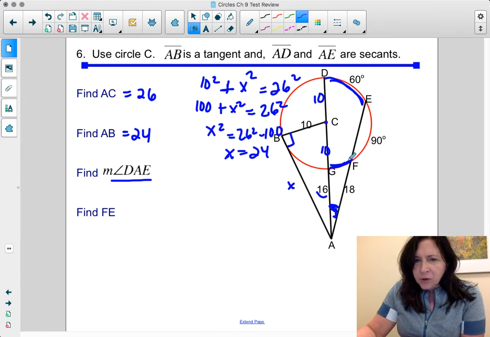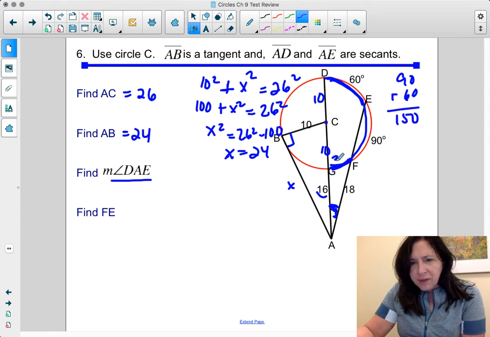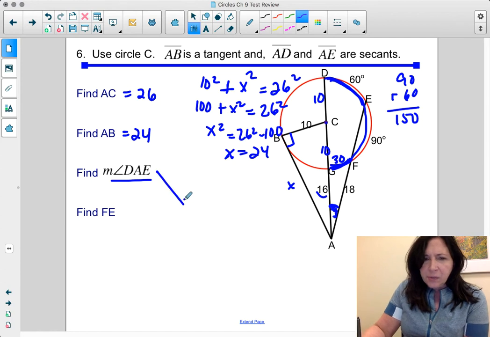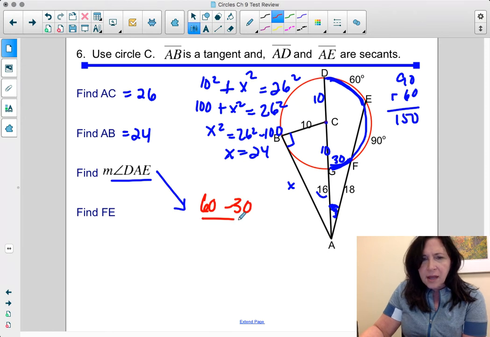But I don't have this arc. But I do know that this is a diameter, and then all the way around here is 180 degrees. So 90 plus 60 is 150 degrees, which means what's left is 30. So in order to find the measure of angle DAE, you're going to say 60 minus 30, divided by 2. That's 30 divided by 2, which is 15 degrees.